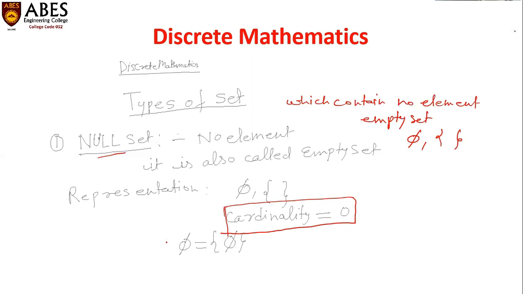Here is a statement, and I am checking whether this statement is right or not. This phi represents the null set. Null set means no element, but this set contains one element. So we cannot say that this null set is equal to this set. So this is not equal.